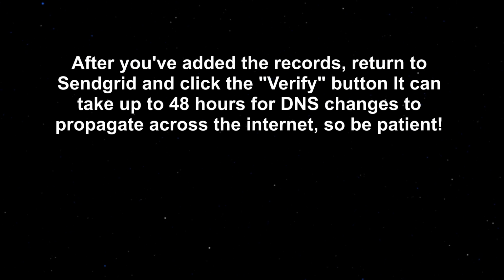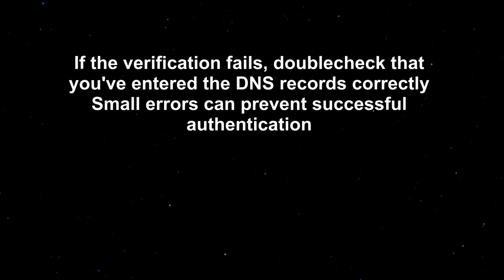After you've added the records, return to SendGrid and click the Verify button. It can take up to 48 hours for DNS changes to propagate across the internet, so be patient. If the verification fails, double-check that you've entered the DNS records correctly. Small errors can prevent successful authentication.